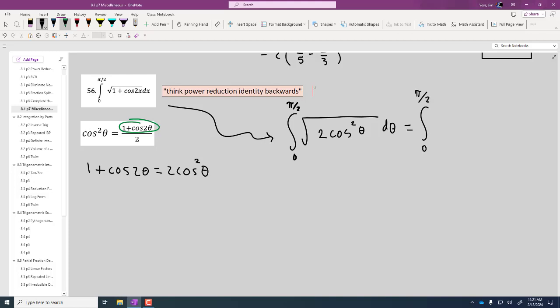Simplify. So that's square root of 2 times cosine theta d theta. And then what's the integral of cosine? Positive sine. You get that. Sine of 0 is 0. Sine of pi over 2 is 1, so we get root 2. So that's kind of a strategy.